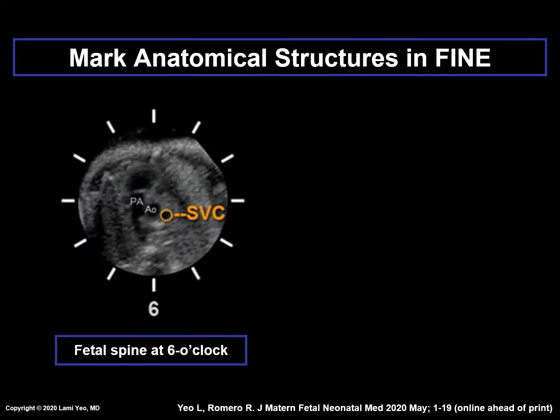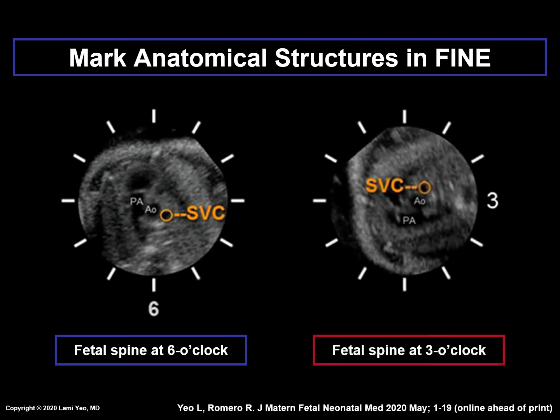Both situations will lead to difficulty in marking anatomical structures for FIND. For example, here the fetal spine is at 6 o'clock, and for a vertex presentation, the superior vena cava in orange is located to the right of the image. However, for the second fetus, the spine is at 3 o'clock instead, and the identical superior vena cava is now in a different location, which may lead to difficulty in marking the superior vena cava.